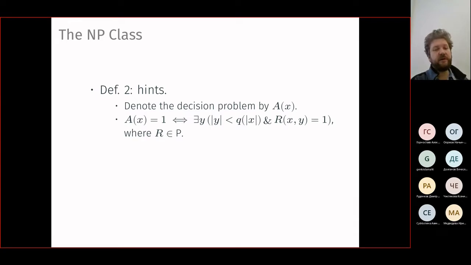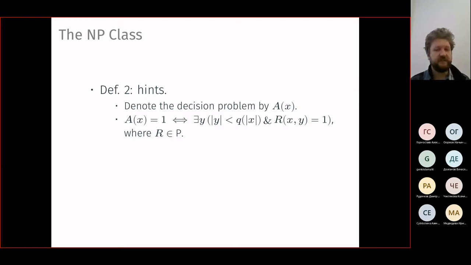So what does this mean? How do we solve our problem? We have to guess. So besides the input x, we have another input which we call hints. There is some extra information given, and when this is given, you can easily solve your problem. But without this information, the problem could be hard.